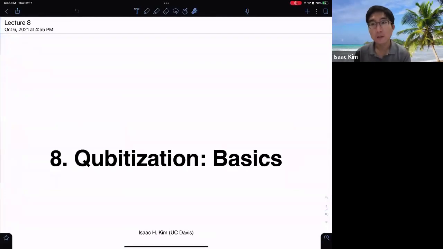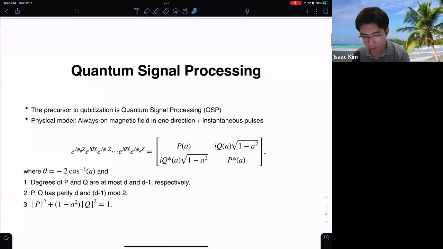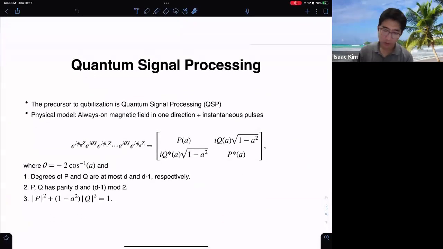Okay, now let's talk about qubitization. So we talked about quantum signal processing. I told you that this is a precursor to qubitization. And the physical model was the always-on magnetic field in one direction plus some instantaneous pulses.